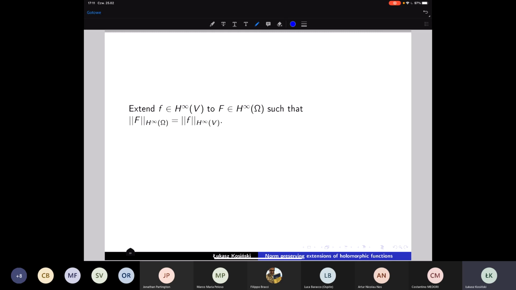So let me state what it means to extend F. So we have a bounded holomorphic function on V. Actually, this can be done for any algebra, as said before, but for simplicity of the talk, I will focus just on the algebra of bounded holomorphic functions. And the question is the following. We have a bounded holomorphic function on V, and we ask if we can extend this function to the whole omega, such that the norm is preserved.